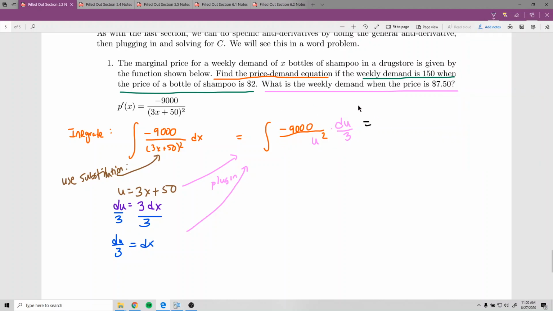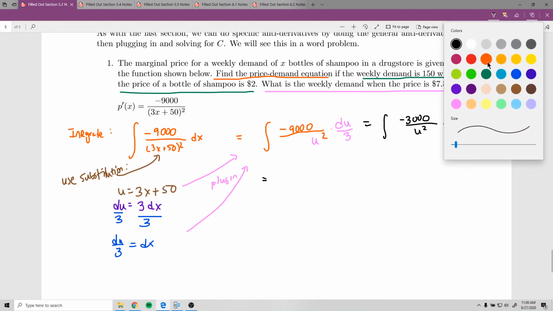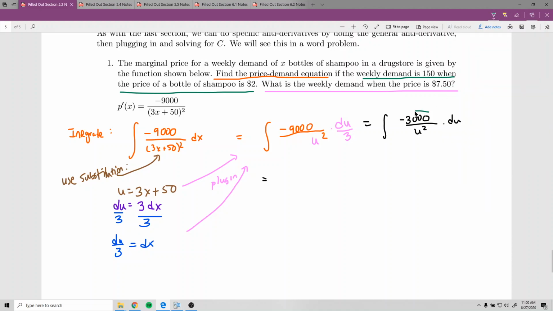Now one thing you'll notice about this one is that we don't even actually have an x left. So we're in a good spot already. We can simplify a little bit because the negative 9,000 over 3 simplifies to negative 3,000 over u squared times du. And then to finish this up, as far as organizing it, we can bring the negative 3,000 out. And the u squared on the bottom, we can bring it up to the top, becomes u to the negative 2 power.